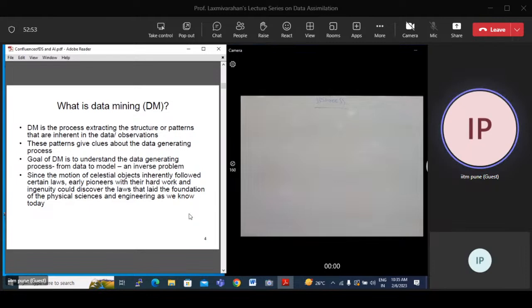So what is data mining? Data mining is a process of extracting the structure of patterns that are inherent in the data or observations. These patterns give clues to the data generating process. So the goal of data mining is to understand this data generating process. That's very important. If I can generate the data that Mother Nature produces in my laboratory, then I can say the model that I use in my laboratory has captured, if not the entire property of Mother Nature, a large part of the properties of information. So one of the aims in data mining, which is a part of data science, is to be able to understand the data generating process, that is, the underlying mechanism that generates data. Since the motion of the celestial objects inherently follows certain laws, the early pioneers with their hard work and ingenuity could discover laws that laid the foundations of physical sciences and engineering as we now know today.